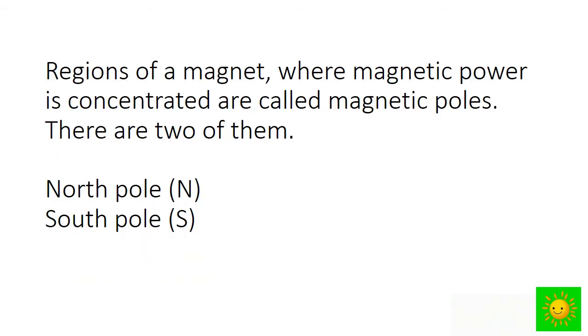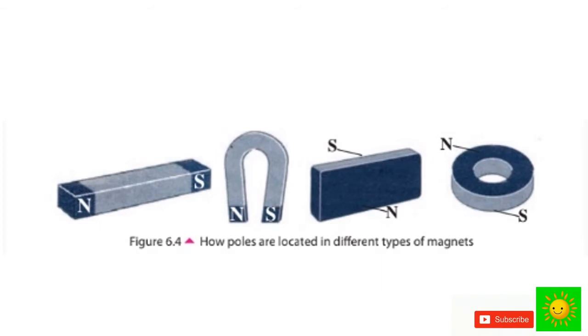Regions of a magnet where magnetic power is concentrated are called magnetic poles. There are two of them, North Pole and South Pole. We use capital N to write North Pole, capital S to write South Pole. These are how poles are located in different types of magnets: bar magnet, horseshoe magnet, ring magnets.